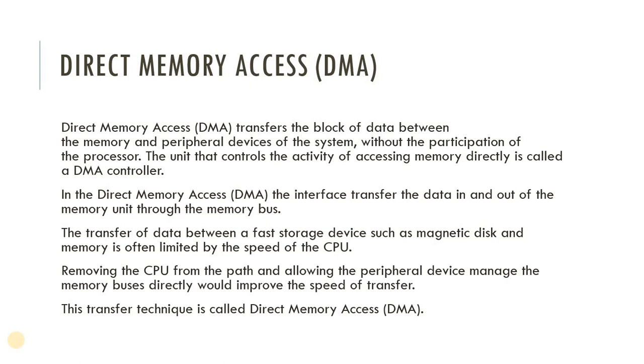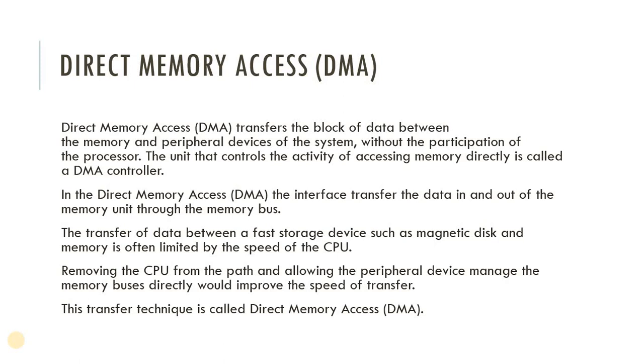Here we are not using the CPU to transfer the data, but we are using one controller, which is the DMA. Yes, it is the same as a CPU, but the CPU has so many tasks to do. But in the DMA, the most important work to do is to transfer the data between the I/O device and the memory. In this way we can improve the data transfer methods. In direct memory access, the interface transfers the data in and out of the memory unit through the memory bus. Okay, so here we are using one memory bus.